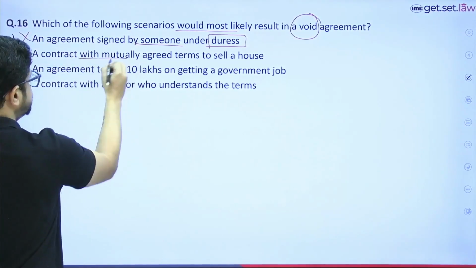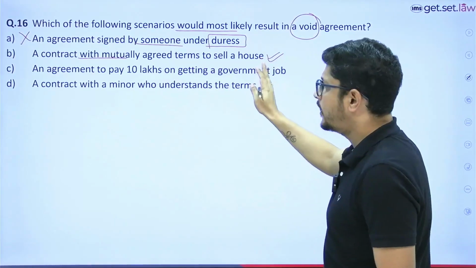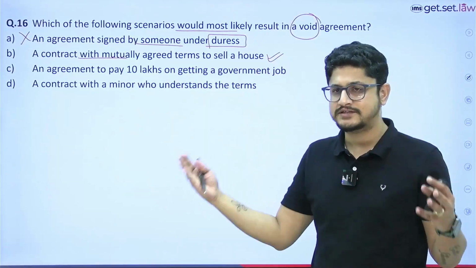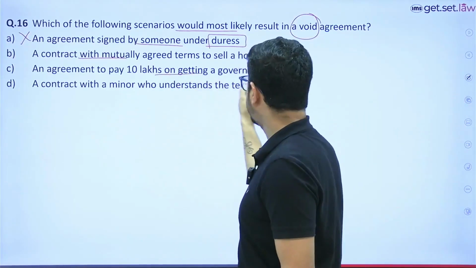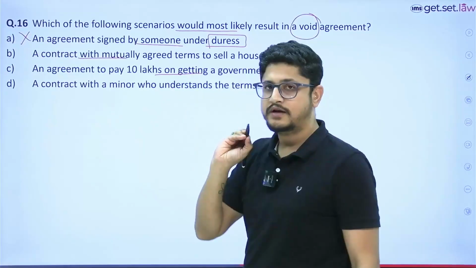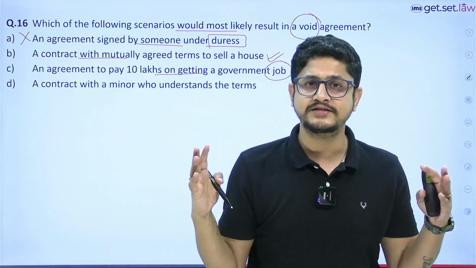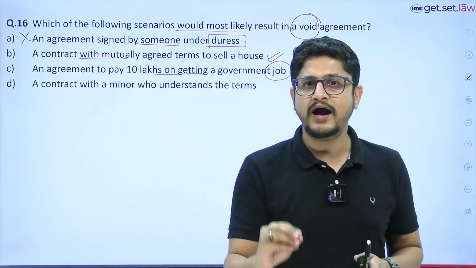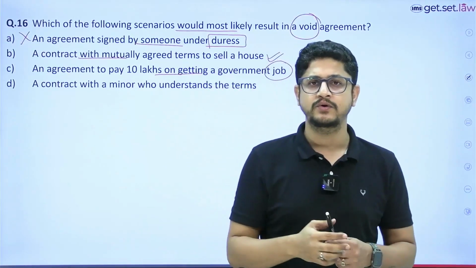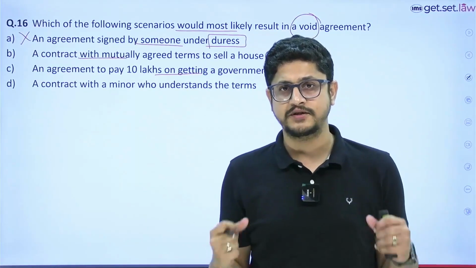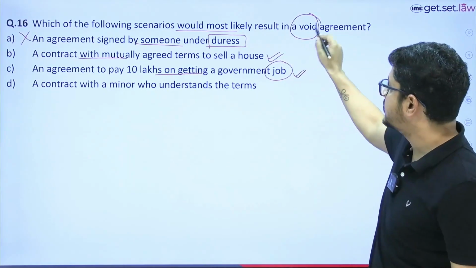A contract with mutually agreed parties to terms to sell the house. It is not void, because to make it void we need to see it from the very beginning itself. Then, agreement to pay 10 lakh on getting a government job. Now there is an illegal object, which is something going against public policy. You can't clear the CLAT exam if I say pay me 1 lakh rupees and I'm going to get you through the exam. No, it's always the efforts and the passion which you follow. So that's why the objective behind this is wrong.